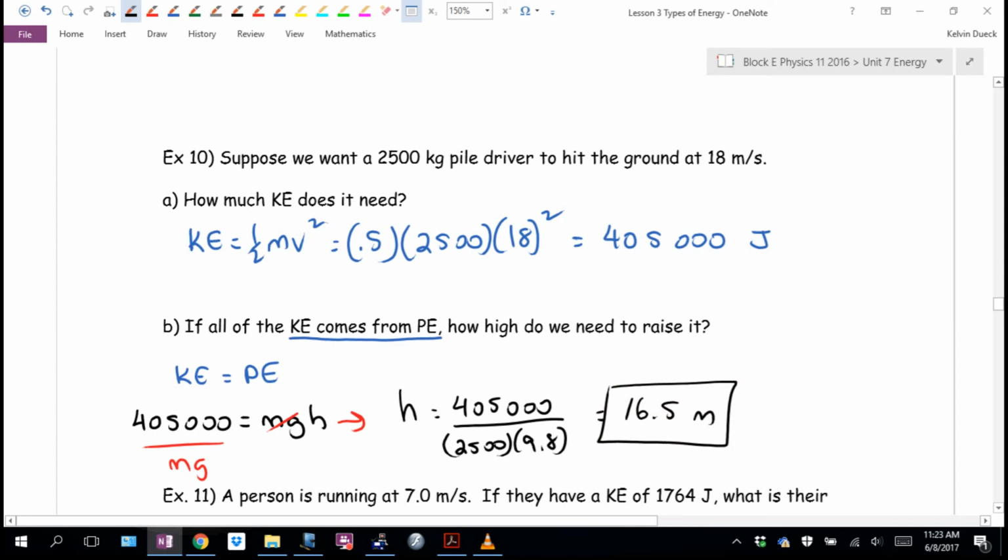Higher would be okay because you'd have extra speed. But if you were somewhere and you couldn't raise it that high, maybe there was a tree in the way or something like that, you either got to cut down the tree or you got to get a heavier pile driver.